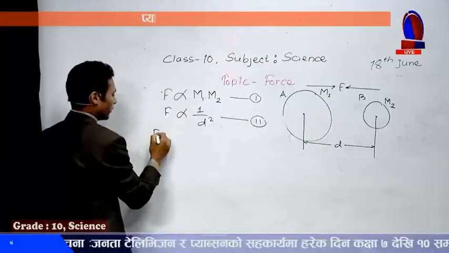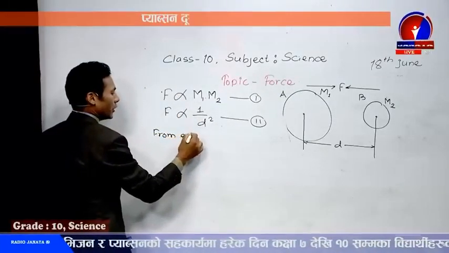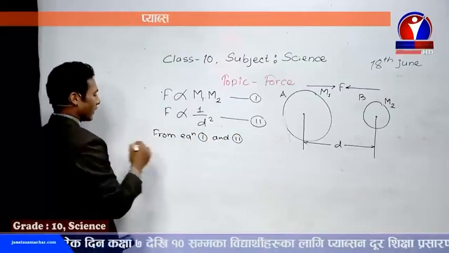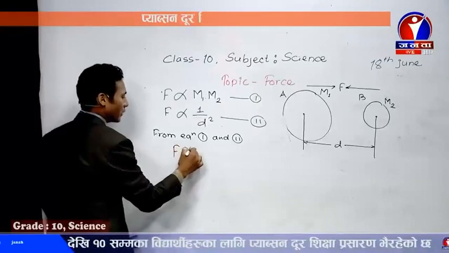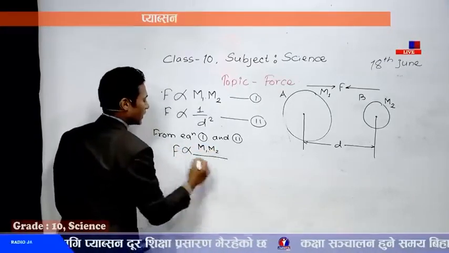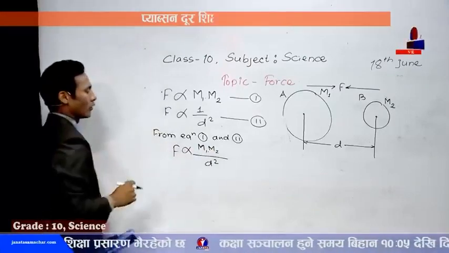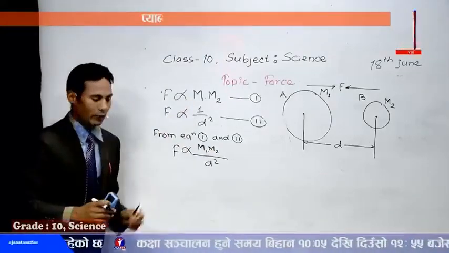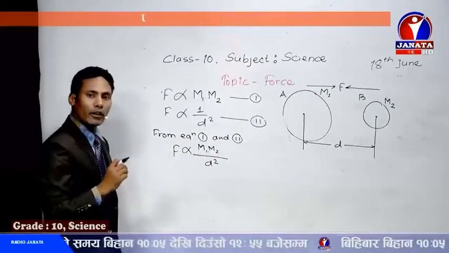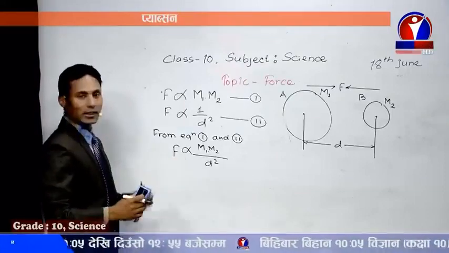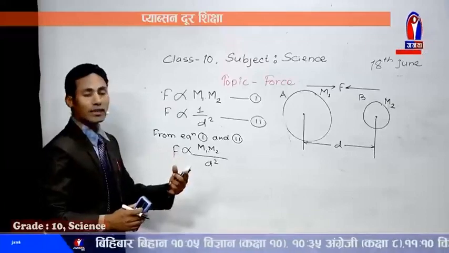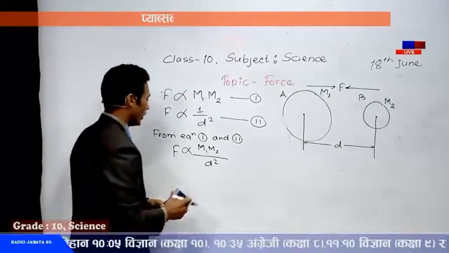From equation 1 and 2, what we will get is F is proportional to m1 m2 divided by d square. So this is the combination of equation 1 and equation 2. Now the proportional sign is there. For numerical problem solving, we cannot use this proportional sign. That's why this should be changed into the equal sign. While we change this into the equal sign, then some constant term we will insert here.